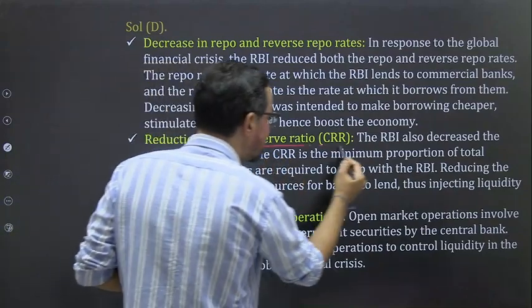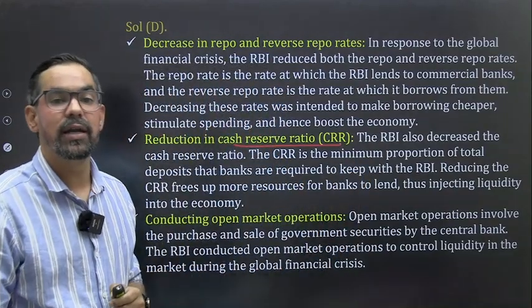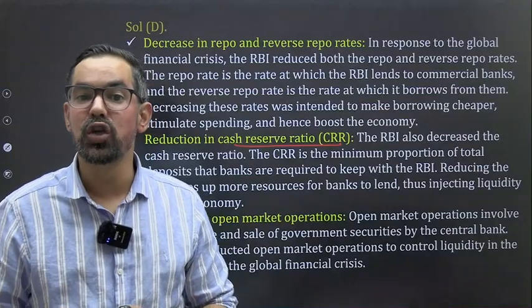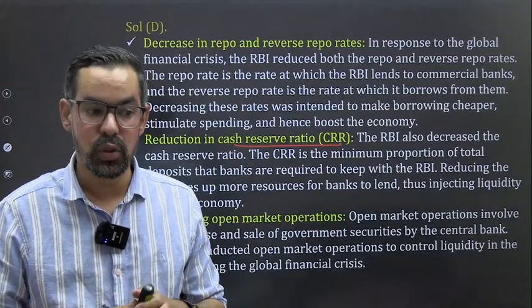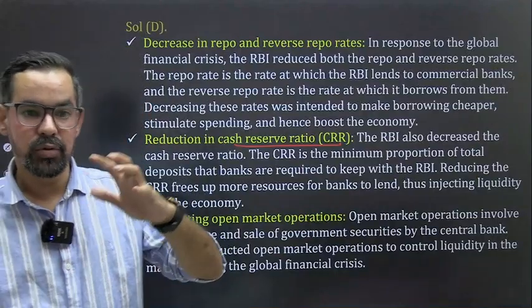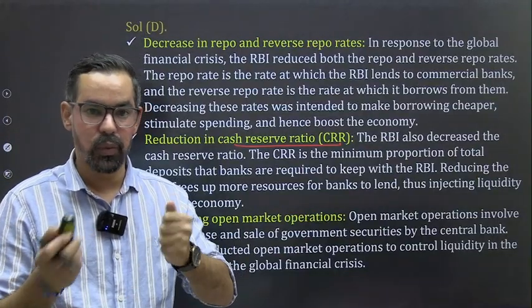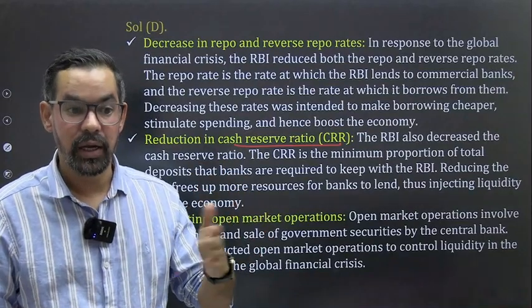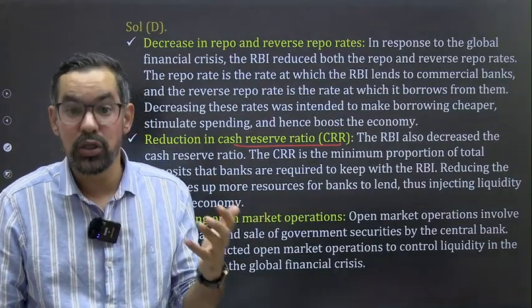Reduction in CRR. CRR is a portion of NDTL that banks generally need to maintain with RBI in the form of cash. And RBI does not pay any interest on this particular amount. So let's say the current CRR is 4.5%. So if you borrow 100 rupees, your NDTL is supposed to be 100 rupees, so you have to deposit 4.5 rupees with RBI, right? And RBI is not going to pay any interest on that amount.